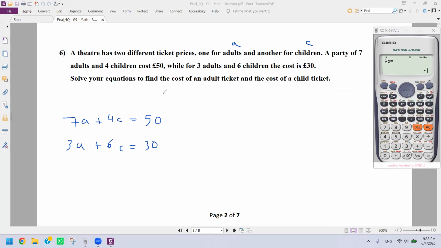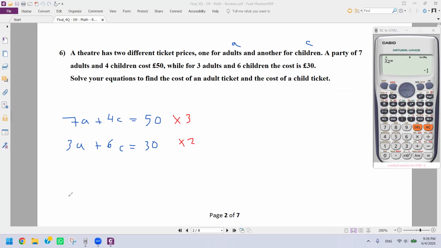It says solve your equations to find the cost of an adult ticket and the cost of a child ticket. So again, this is a simultaneous equation. It has two variables and two equations. So we need to solve it simultaneously. Let me eliminate C. Look, 4 and 6, both of them can reach 12. Some students will multiply here by 6, and here by 4. But it's easier if you multiply here by 3, because 4 times 3 is 12, and 6 times 2 will be 12.